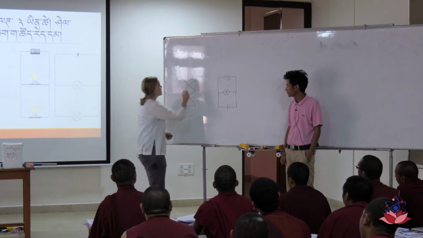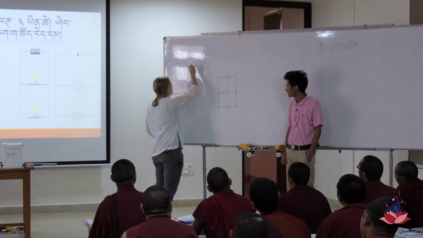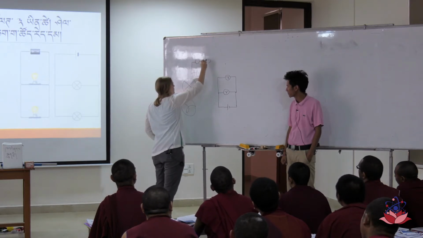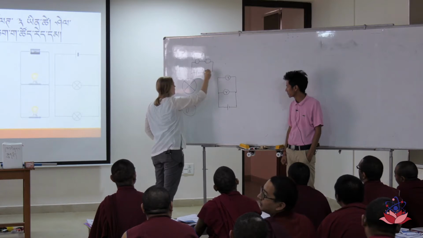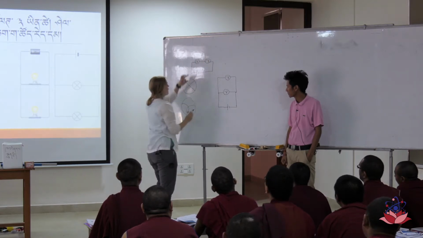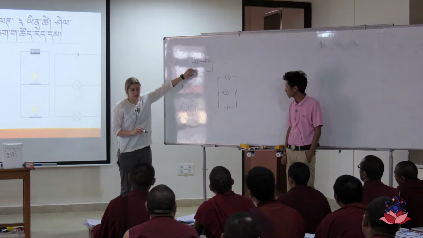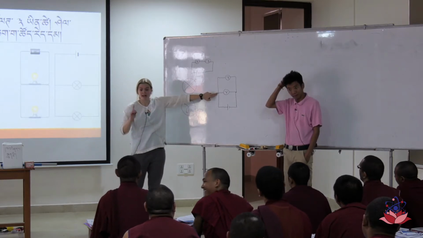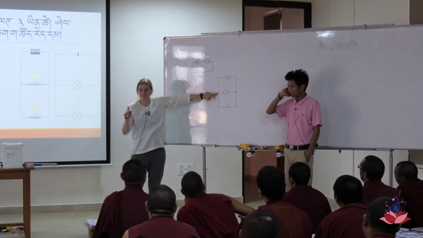Okay. So we had the series connection where they got dimmer, but the parallel connection, they were the same brightness as a single light bulb.